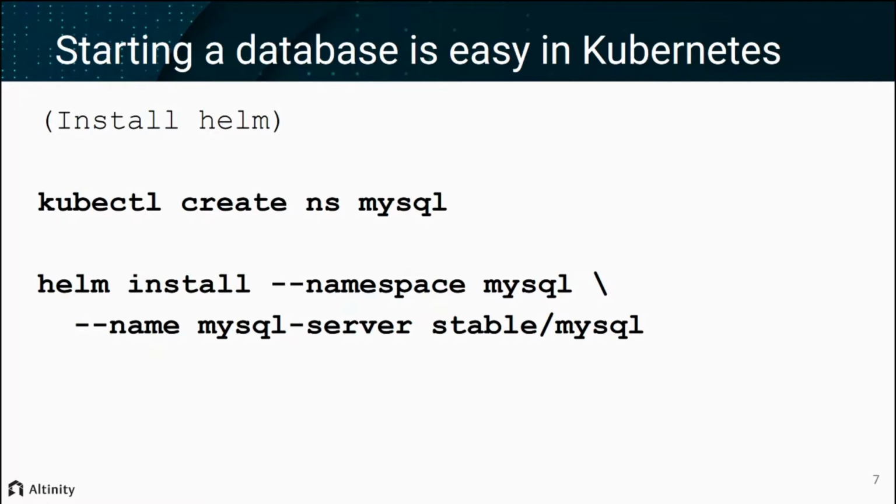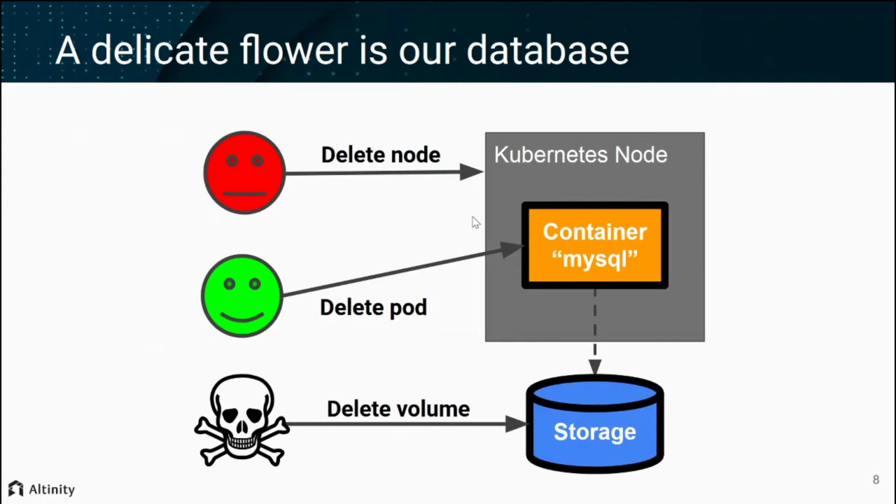In this particular example, I'm going to create a namespace, MySQL, using kubectl. I'm then going to run a single line helm install command to install a MySQL server, which will then pop up and run. And a few minutes after, or even a few seconds after I run this command, I will see a database running in a pod on Kubernetes with an attached persistent volume.